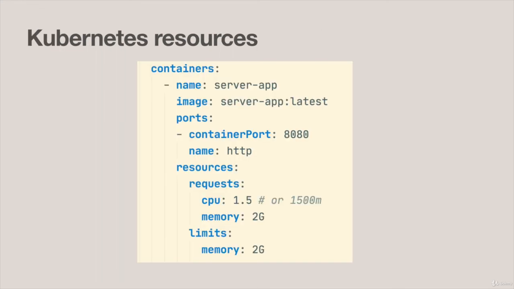So now that we understand about CPU and memory, requests and limits, here's what the containers section of a typical deployment will look like. For requests, we'll set both the CPU and the memory, but for limits, we'll just set the memory. The reason, if you remember, that we don't set the CPU limits is because it can cause our container to be throttled even when there are excess CPU cycles available, and we don't want that to happen.